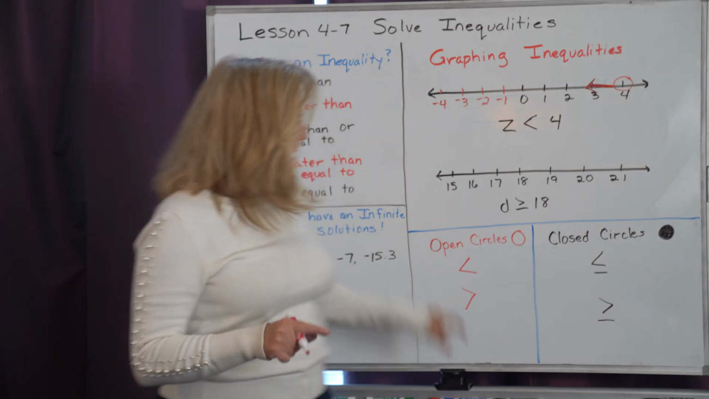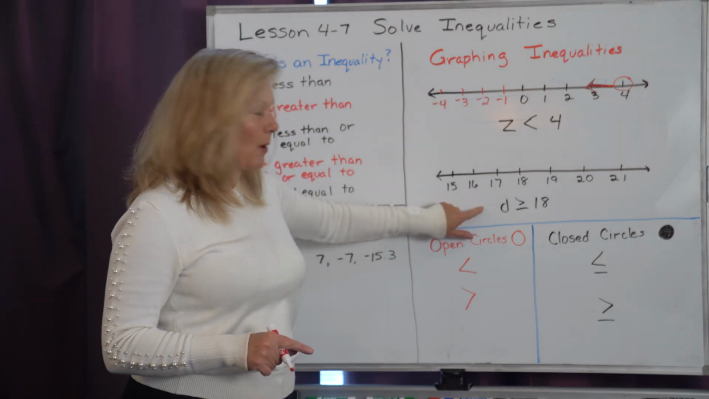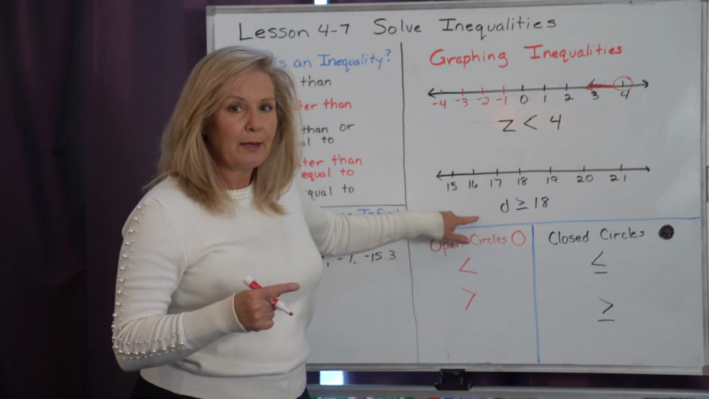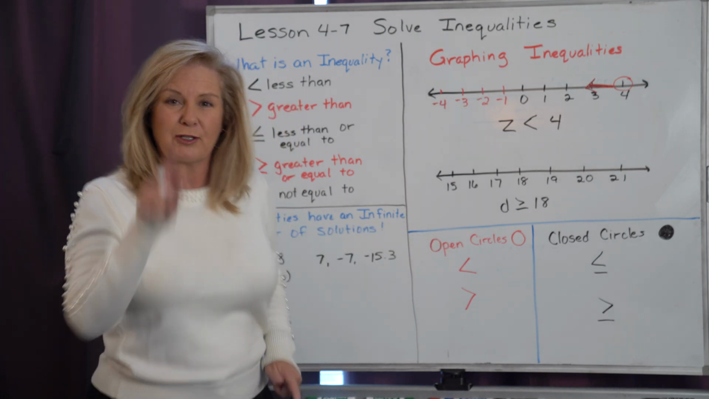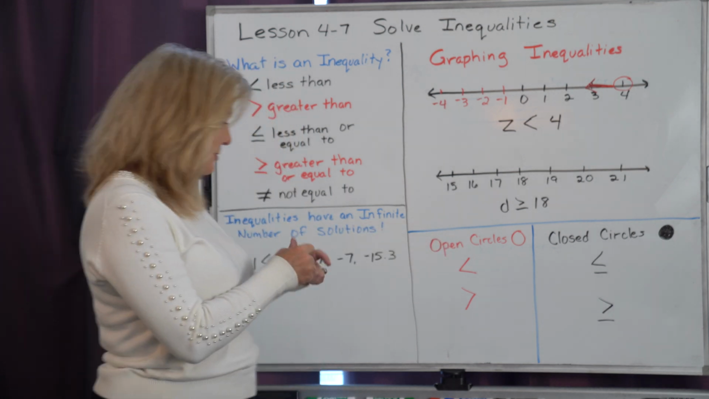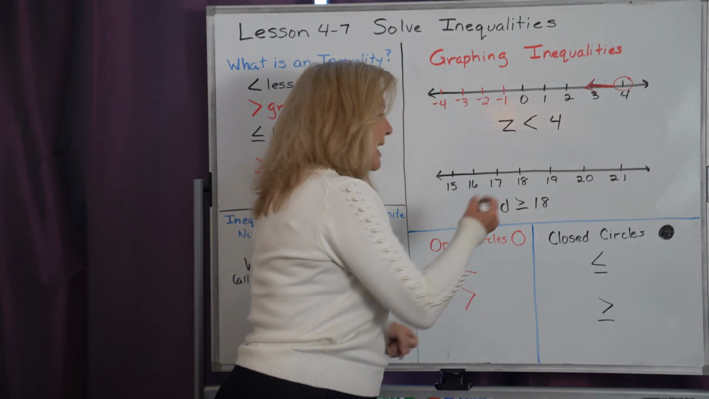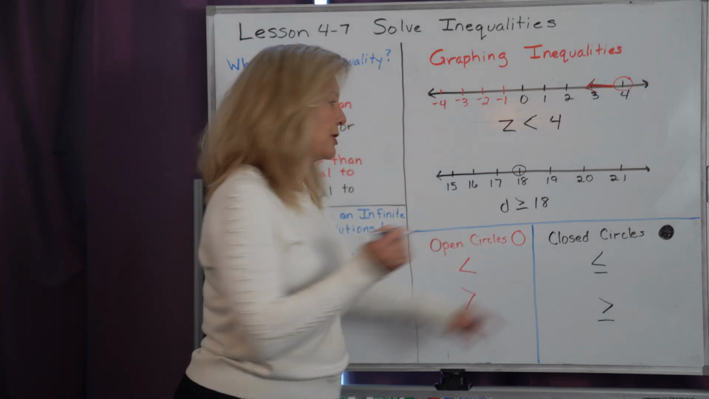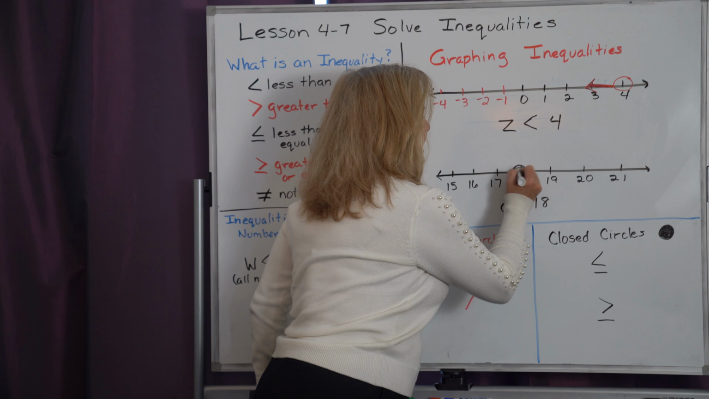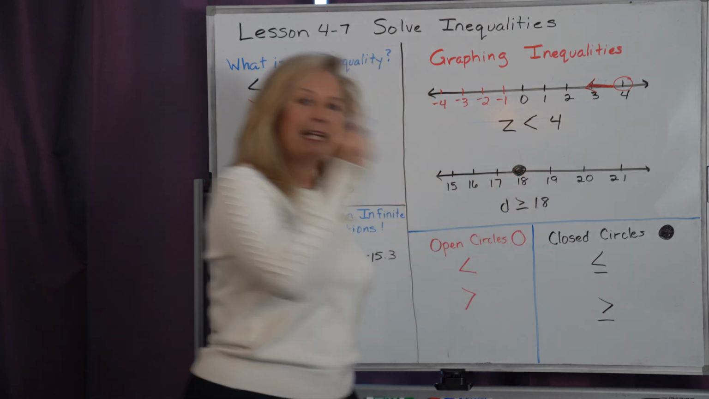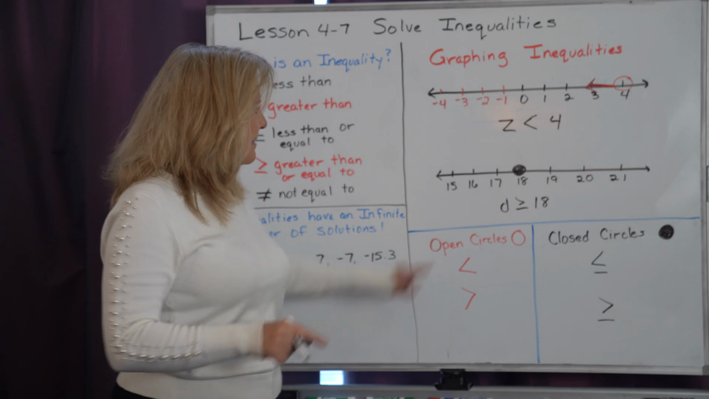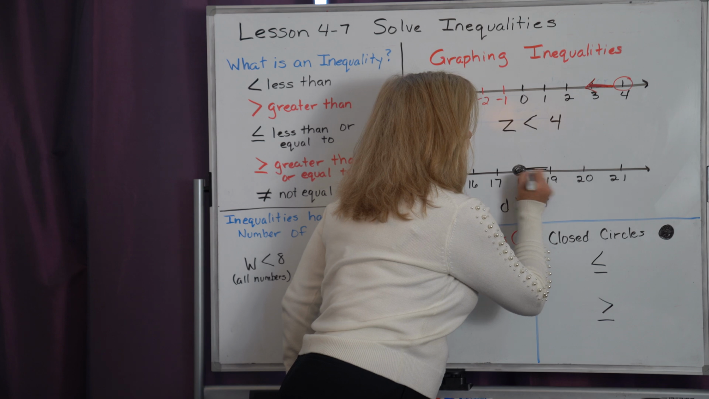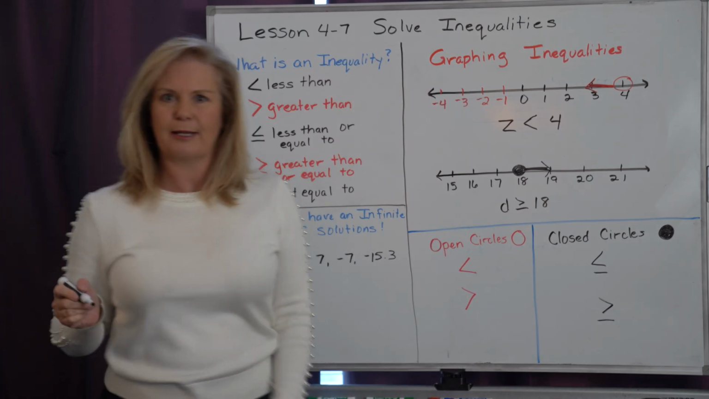Now if we take a look at this inequality, D is greater than or equal to 18. Okay, all numbers greater than or equal to. So this time I want 18 as a part of the solution. So I'm going to go to 18. I'm again going to do a circle, but now I'm going to do what's called a closed circle. I'm going to color it in. And that tells me that 18 is part of the solution set. And then I want all numbers greater than that 18. So I'm going to do my arrow going this direction, and it shows all numbers greater.